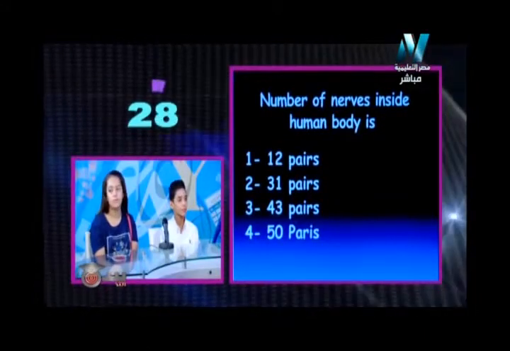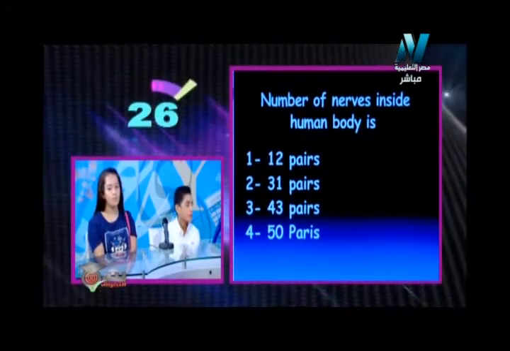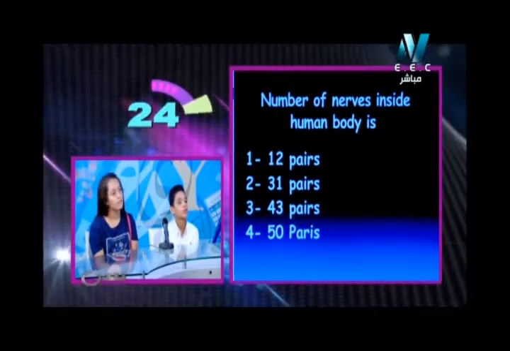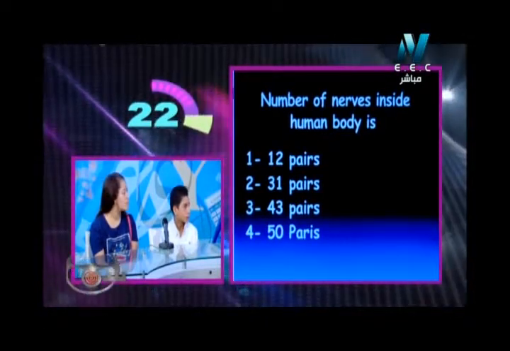43 pairs. Okay, Karim, don't hold the mic, okay? So the question again says, number of nerves inside the human body is 43 pairs. Why, Karim, did you answer this question?